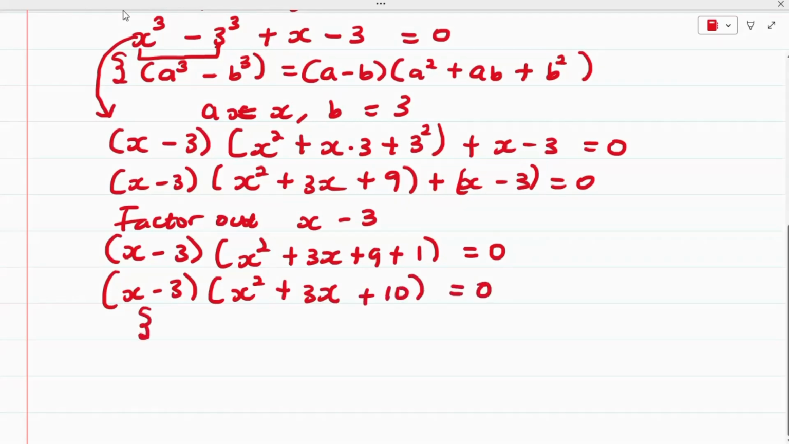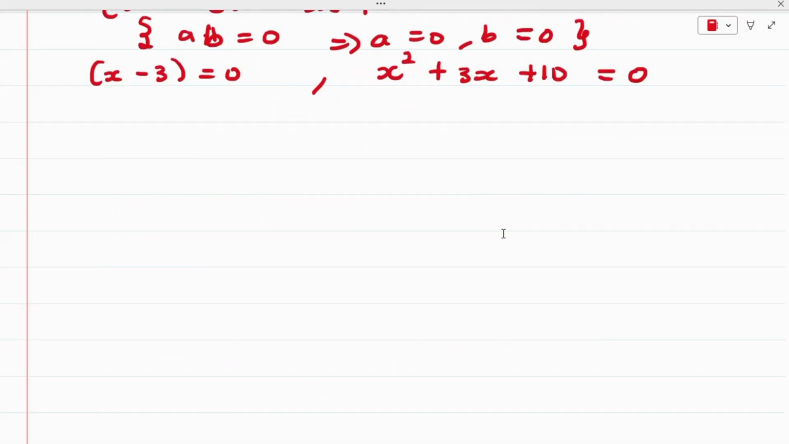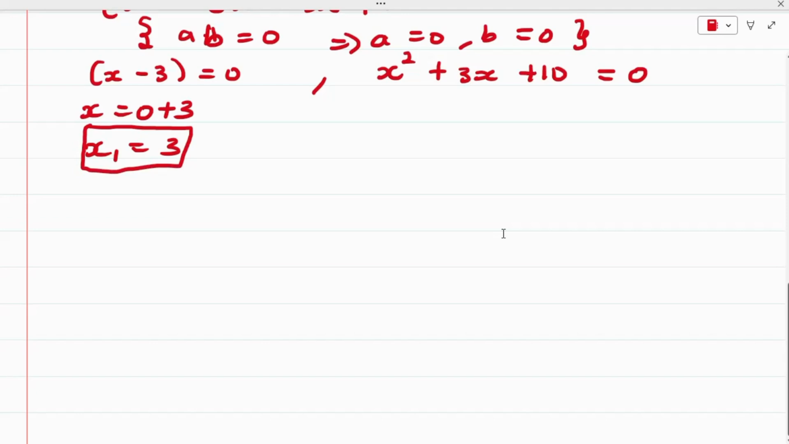So from this, if we have ab is equal to 0, this implies that a is equal to 0 and b is equal to 0, right? So applying this right here, we have x minus 3 is equal to 0 and we have x squared plus 3x plus 10, and this is equal to 0. So from here we have that x is equal to 0 plus 3, and x is equal to 3. So I'm going to call this x1. So right here we have been able to find the first value of x.